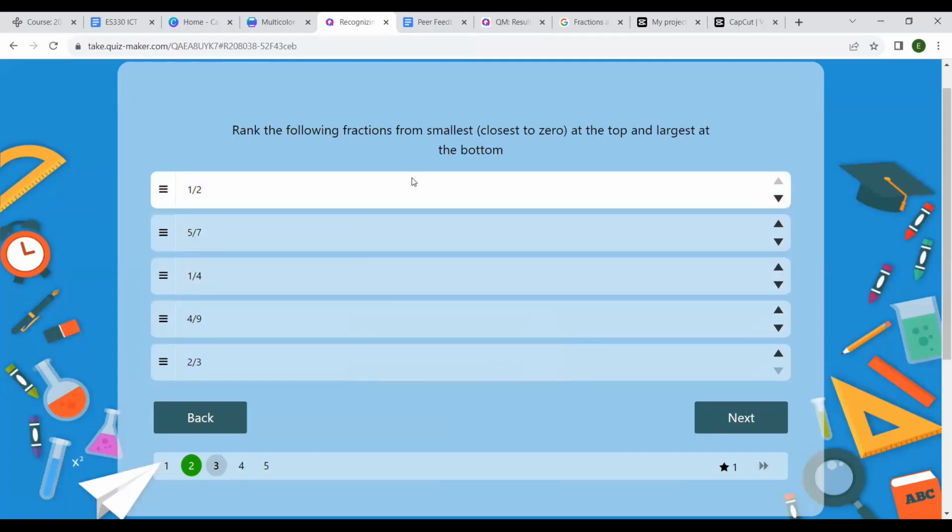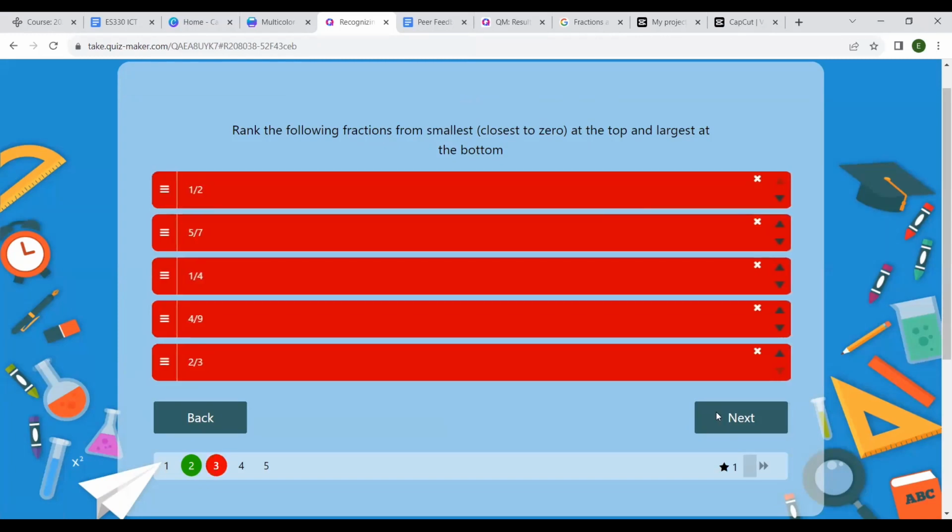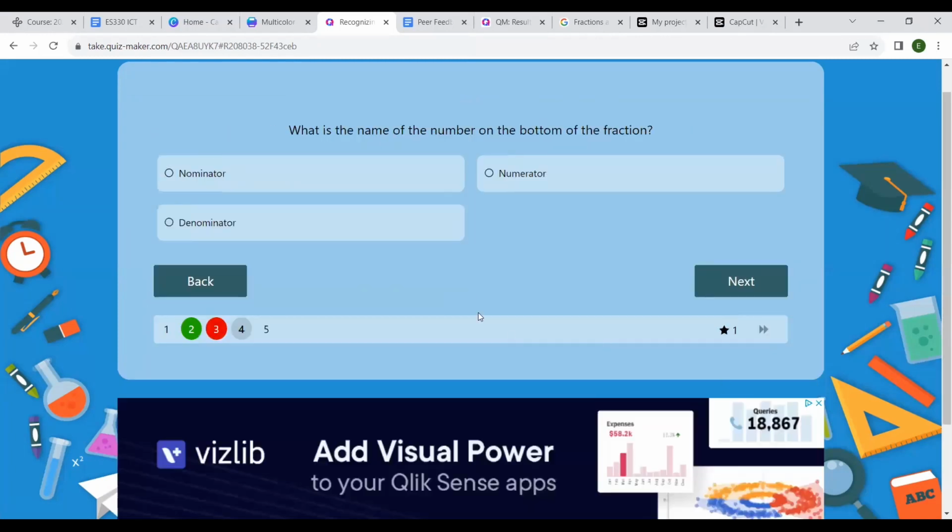This one is to rank the fractions from the smallest, so close to 0, at the top. So your smallest fraction will go here and the largest at the bottom. I'm not going to write them now, I'm just going to skip through this question. So that was going to be wrong, because I haven't ranked them in the correct order.